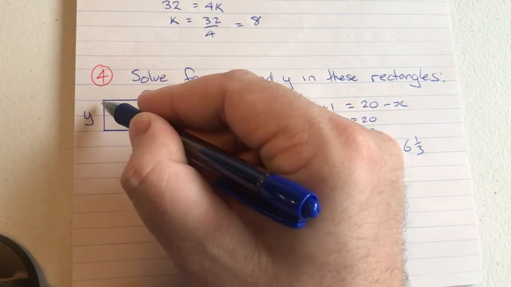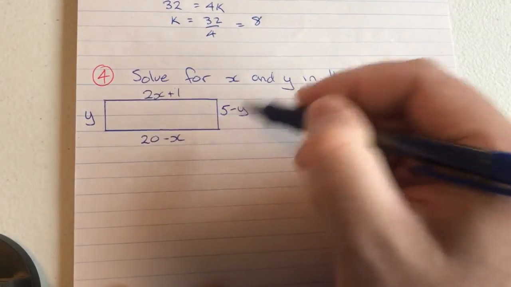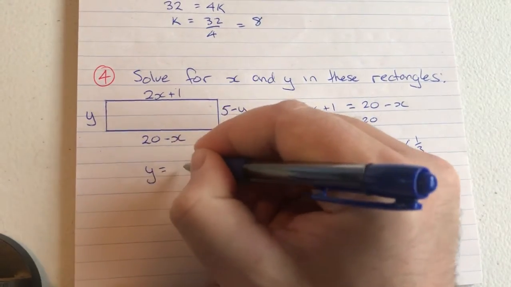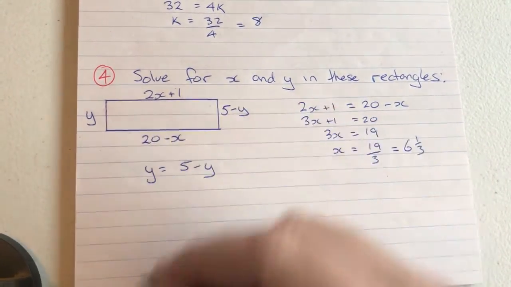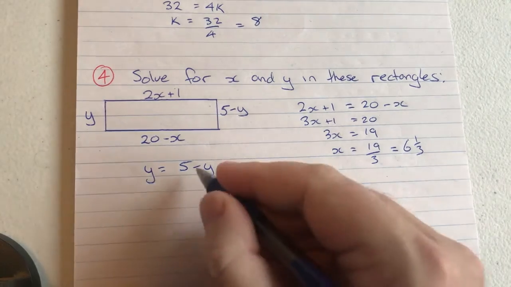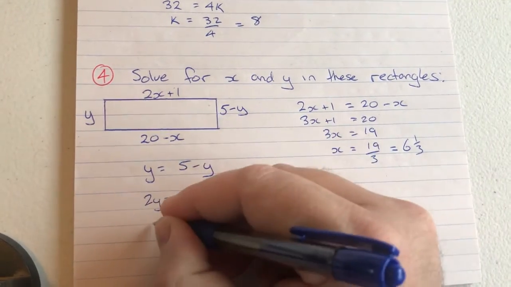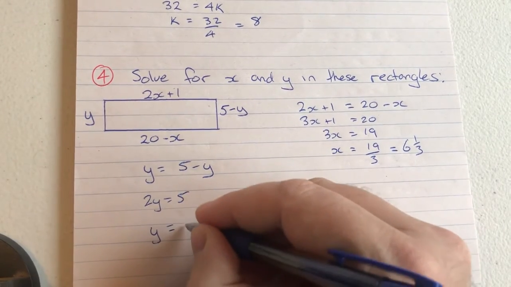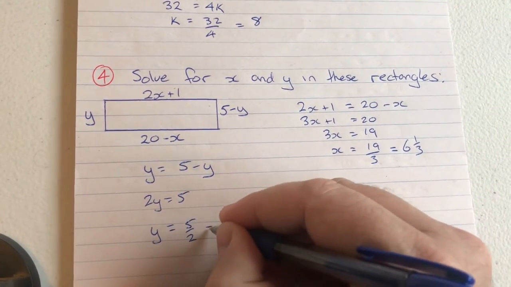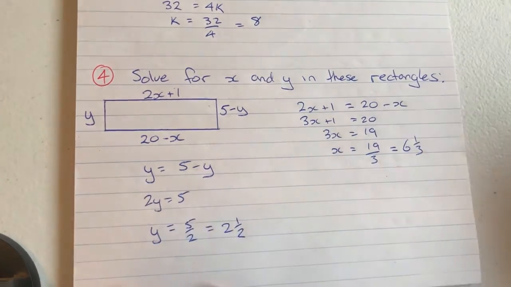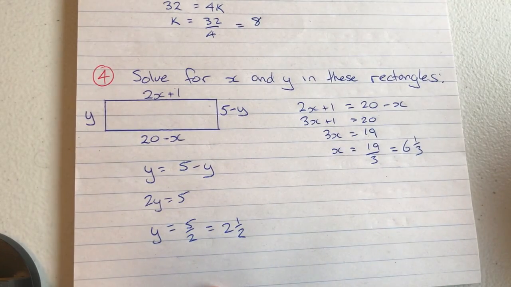And we've also got this length equaling this length. So saying that y is equal to 5 minus y. Plus y to both sides, we get 2y is equal to 5. Divide by 2, we get y is equal to 5 on 2, which is equal to 2.5. Again, using that calculator if we needed to. Alright, good job.